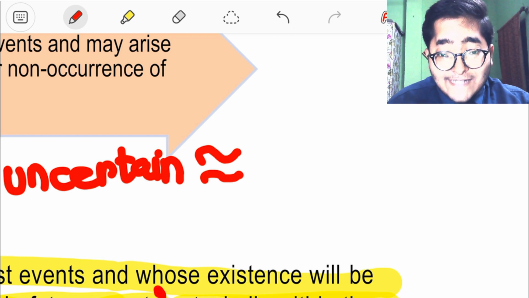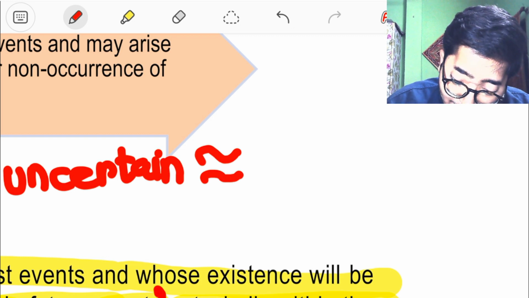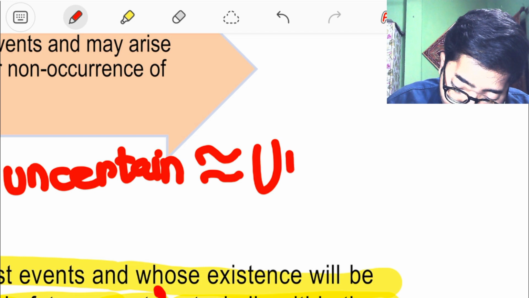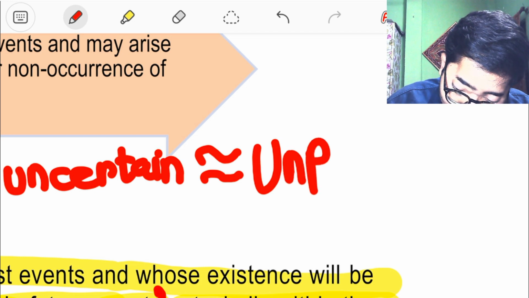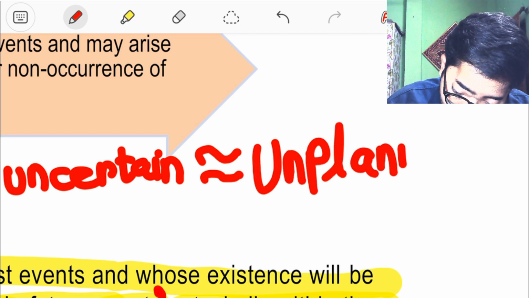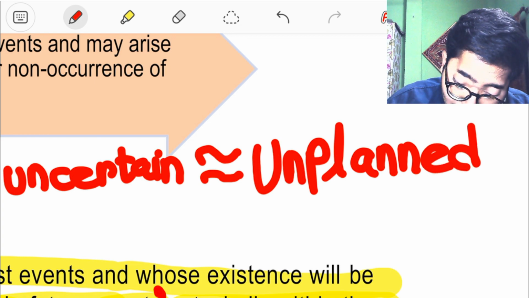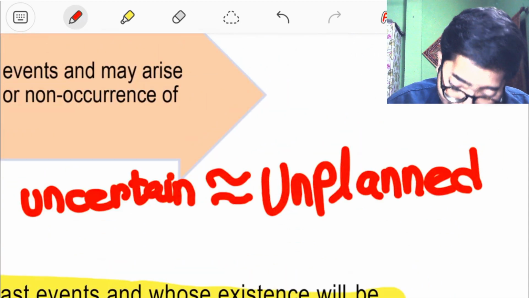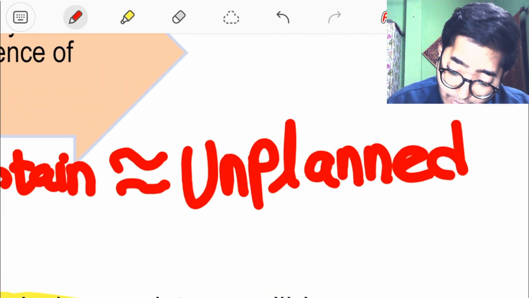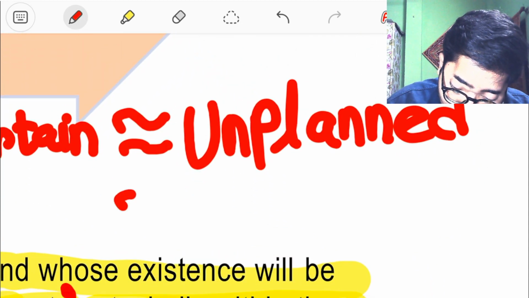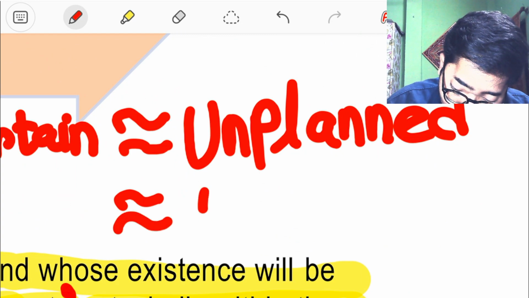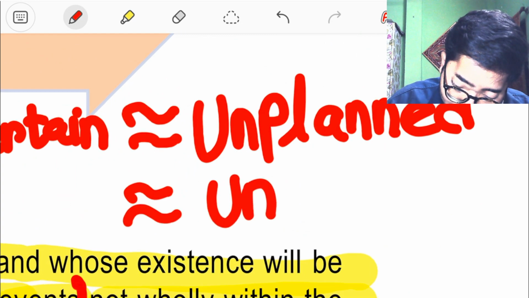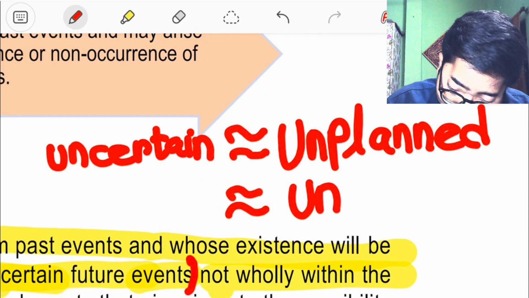I hope you understand this. What is equivalent? Uncertain is equivalent to unplanned. It is also equivalent to this term unexpected. Uncertain is equivalent to unplanned, and it is also equivalent to unexpected.